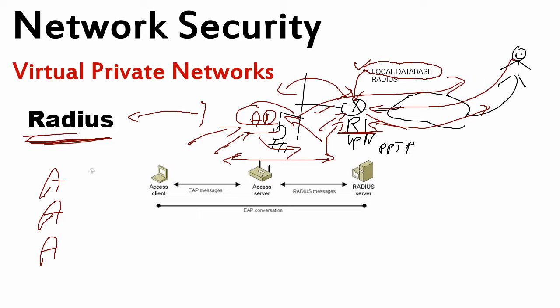I want to show you RADIUS on a Windows Server 2008. I use that in my home network. I'll show you my network. That is an ASA firewall.